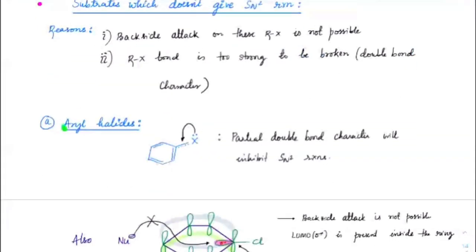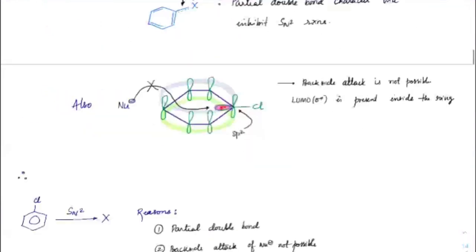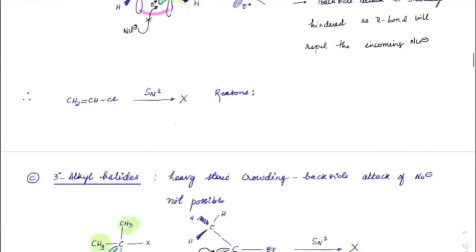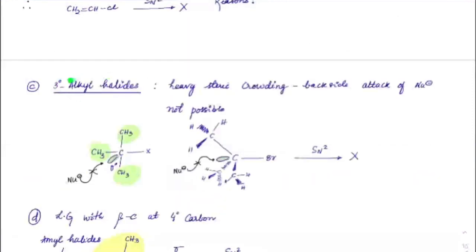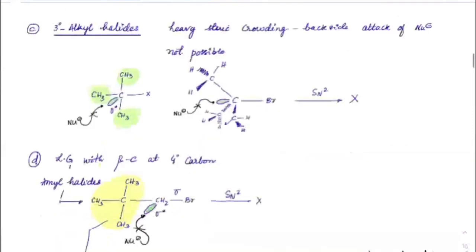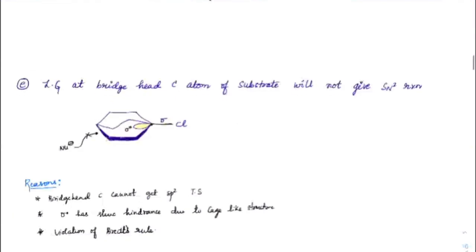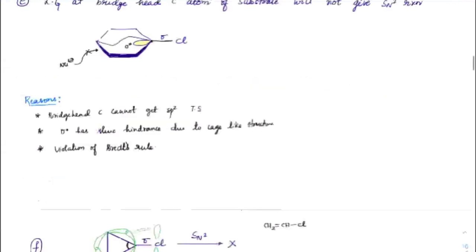First is aryl halides. Aryl halides never go for SN2 reaction. Next, vinyl halides. Vinyl halides don't go for SN2. Third degree alkyl halides. Okay. Next case, when you have a neo group attached on the alpha carbon, then also it will not take place. Then in bridgehead carbons, that means when carbon is attached at the bridgehead of a bicycle.